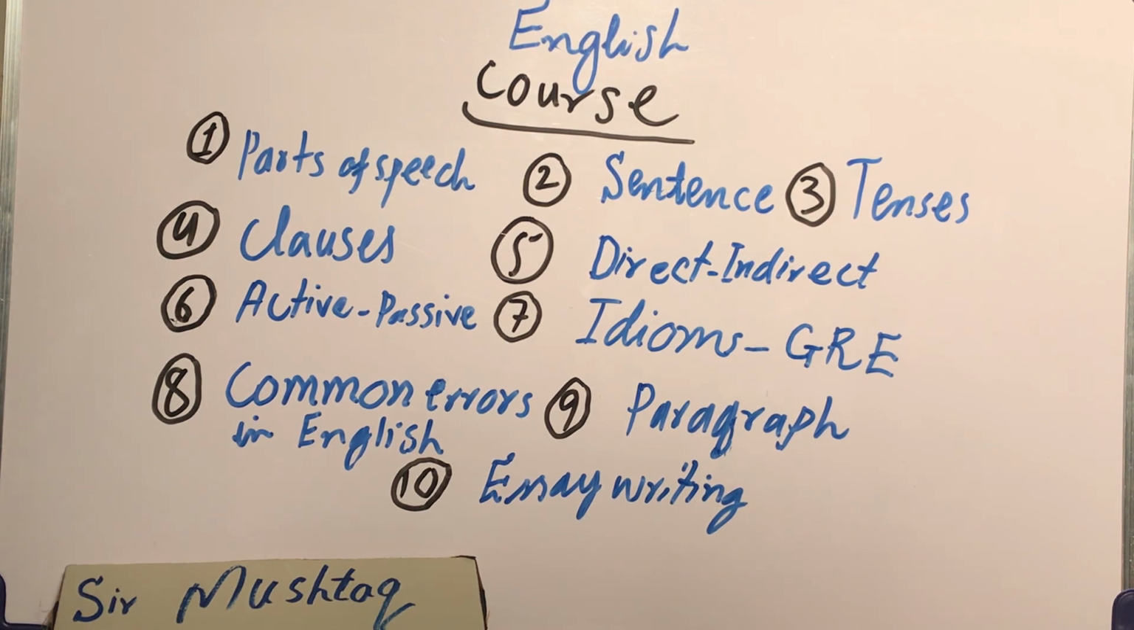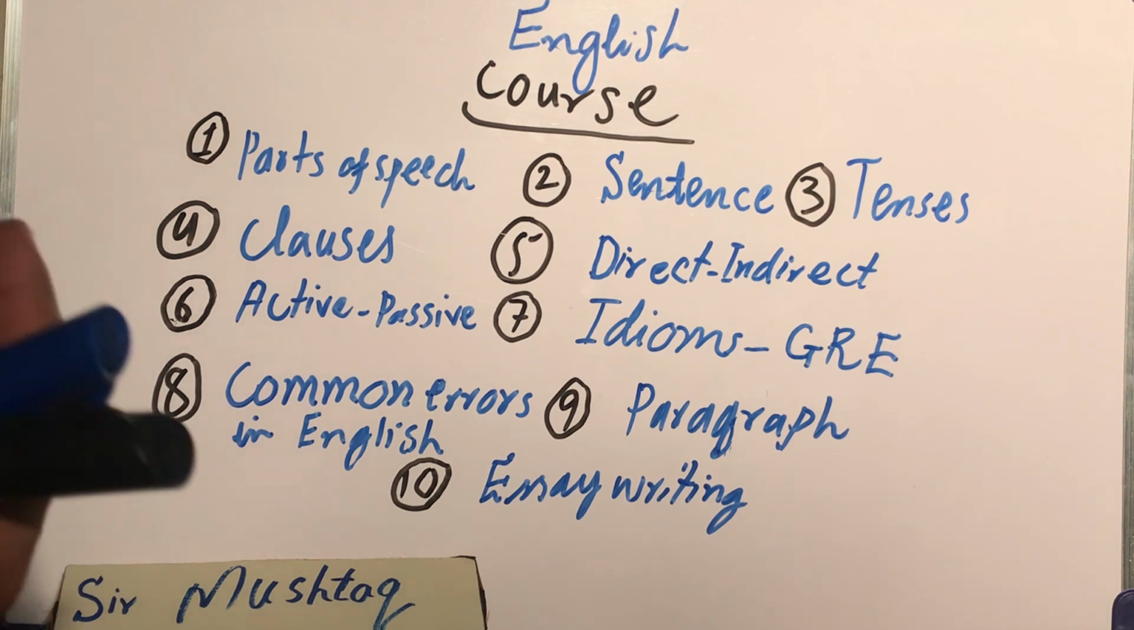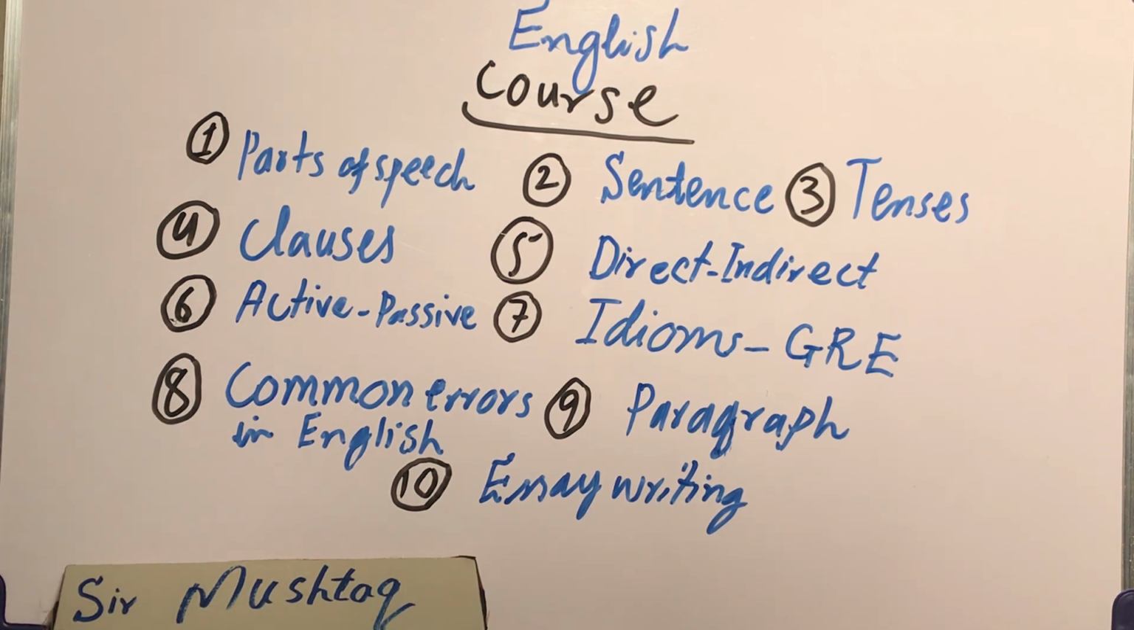We are about to start the course of English language, and this course will consist of parts of speech, sentence, tenses, clauses, direct, indirect, active, passive, idioms, along with GRE, the words that are familiar, and we will talk about these words according to their contextual meanings and their relevance in a sentence. Then there come common errors.